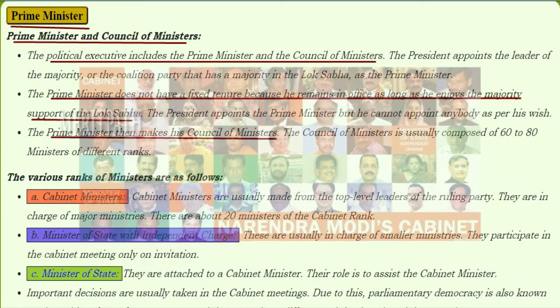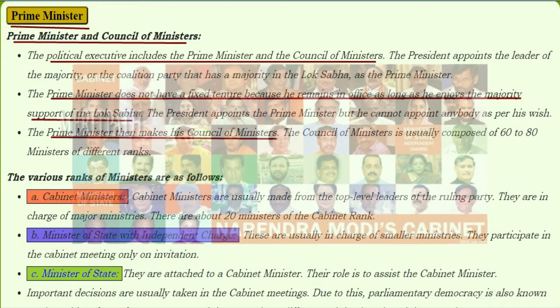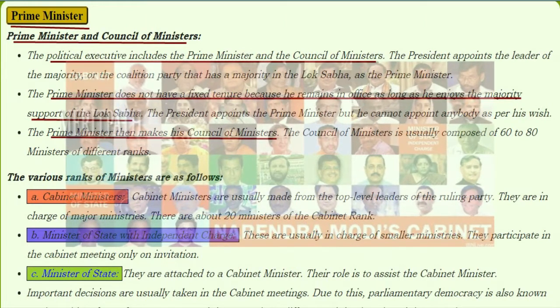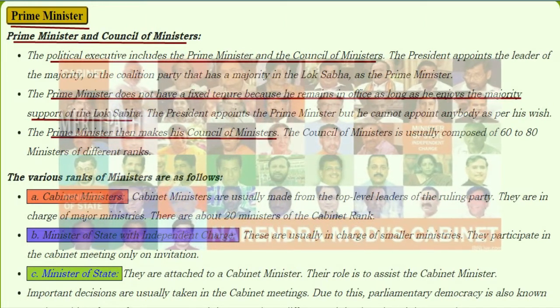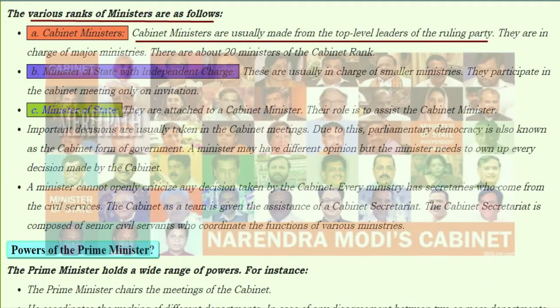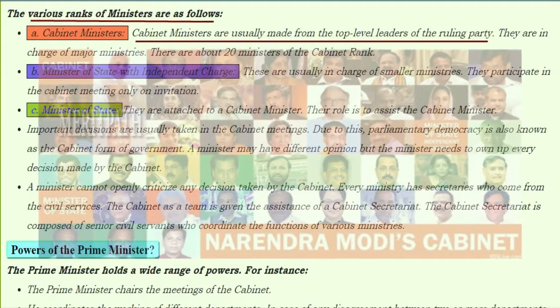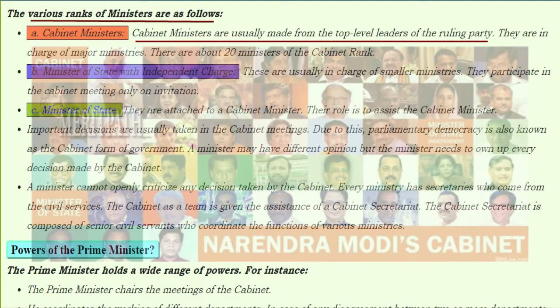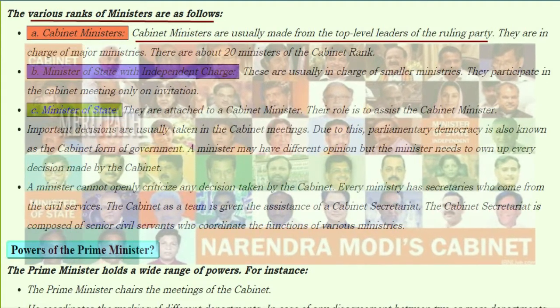Prime Minister makes the Council of Ministers. Council of Ministers is composed of 60 to 80 ministers of different ranks. Various ranks of the ministers are as follows. Cabinet Ministers usually make up the top level leaders of the ruling party. They are in charge of major ministries. There are about 20 ministers of the cabinet rank.